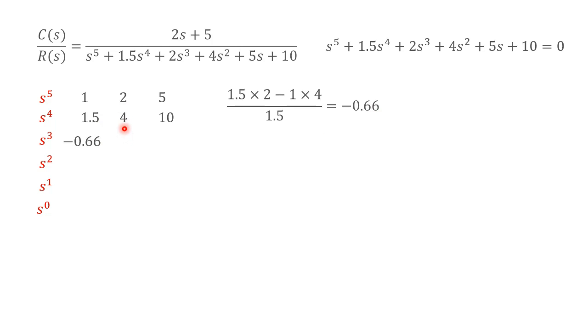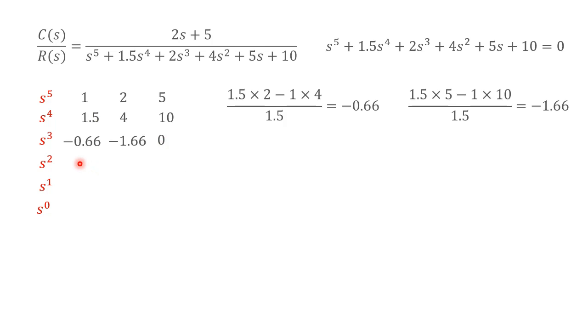And now for here we have to ignore this and multiply these four: 1.5 and 5, 10. 1.5 into 5 minus 1 into 10 upon 1.5. It will be given as minus 1.66. And here this will be 0. Now let's see what we will get here.